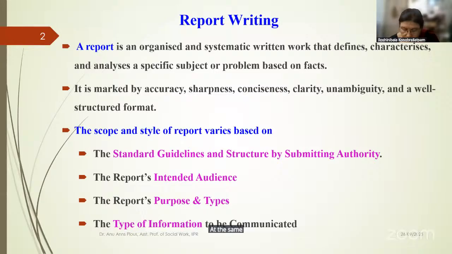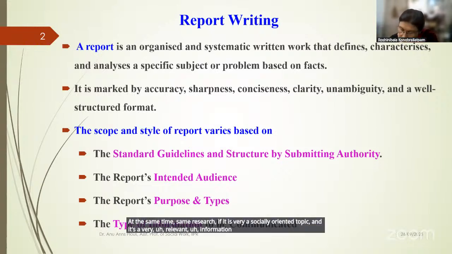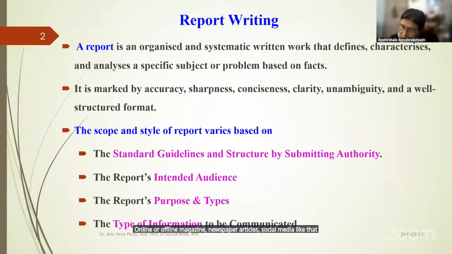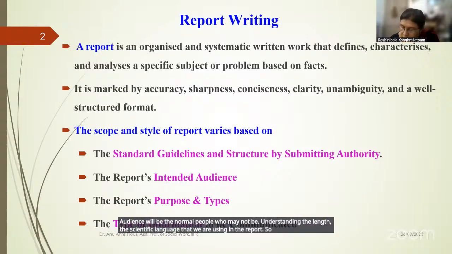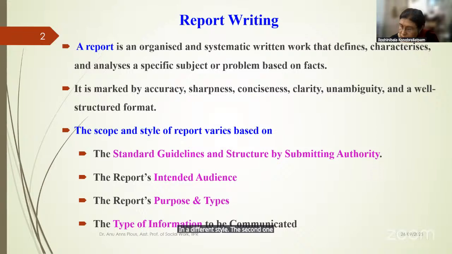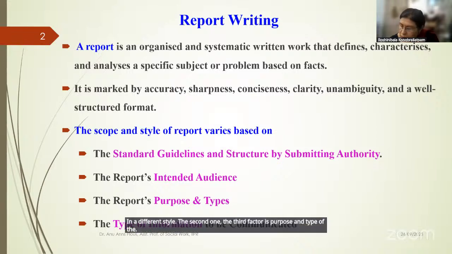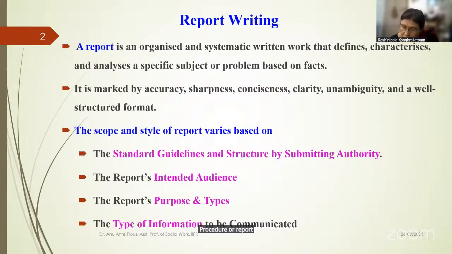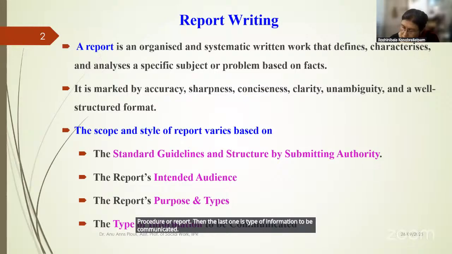At the same time, the same research, if it is a very socially oriented topic with very relevant information, we can publish in newspapers or any kind of magazine, online or offline, newspaper articles, social media, and so on. In that case, our audience will be normal people who may not understand the scientific language that we are using in the report. So the way we present our report should be in a different style. The third factor is the purpose and type of the procedure or report. Then the last one is the type of information to be communicated. These two depend upon the methodology that we are following. If you're following quantitative research, there is a particular way of writing a report.